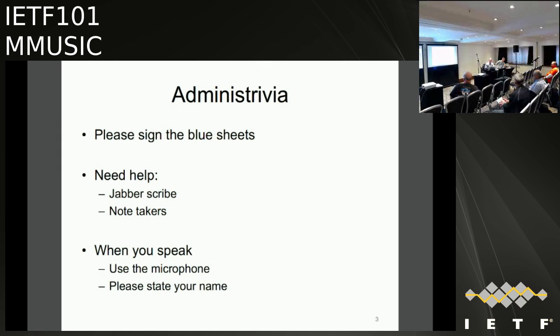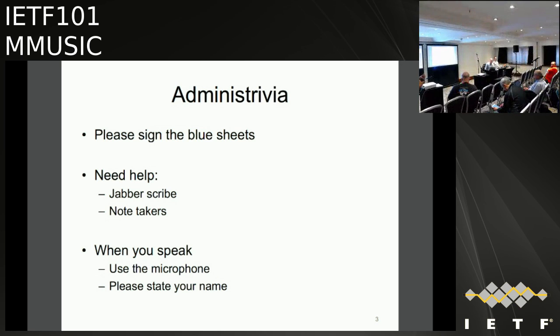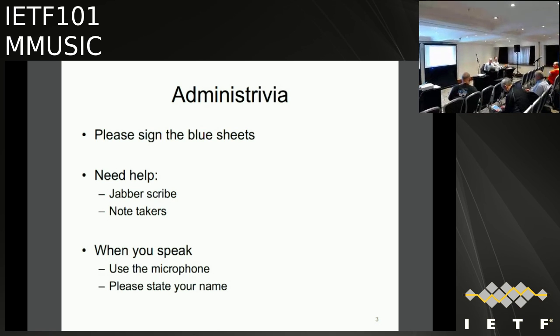Did anyone not sign the blue sheets? We have one note taker, Ronnie Evan. Do we have anyone able to join the Jabber room? Jonathan is coming in the room. Jonathan, would you mind getting in the Jabber room for us? Thank you.